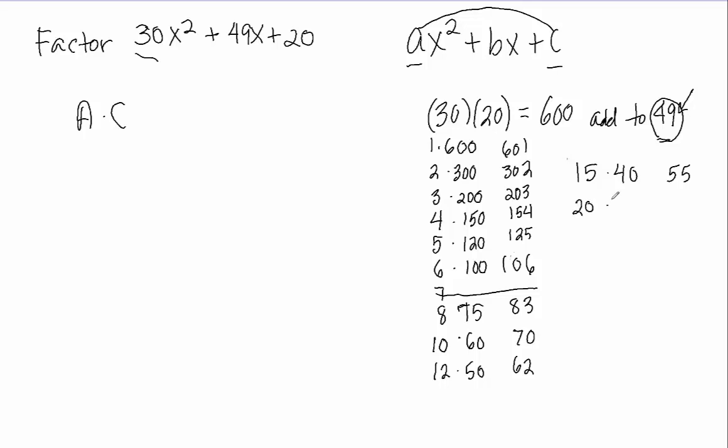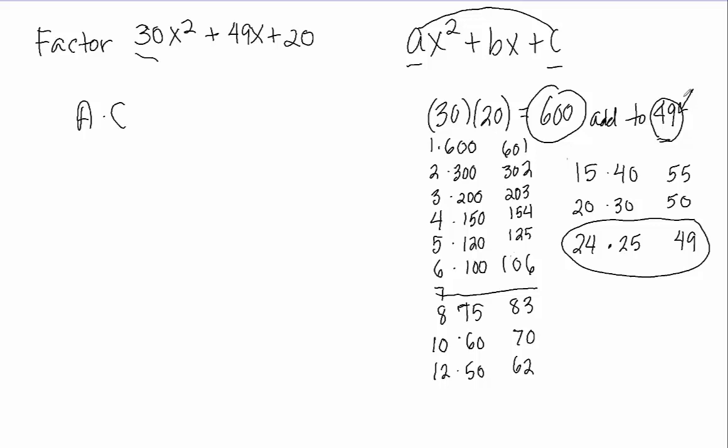18 won't go. 19 won't go. But 20 and 30 adds up to 50. Now I'm really close to 49. I checked 21, 22, 23. They don't go, but 24 goes into 600 25 times, and those add up to 49. So it takes me a little while to find it, but if I list my factors and I'm patient and I use my calculator, I can find the numbers that multiply to 600 and add up to 49.